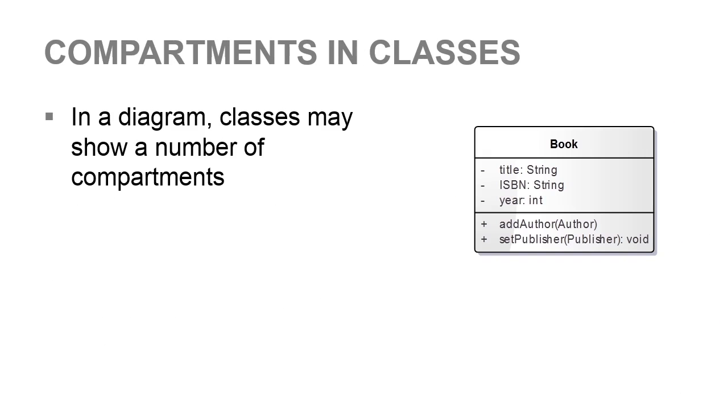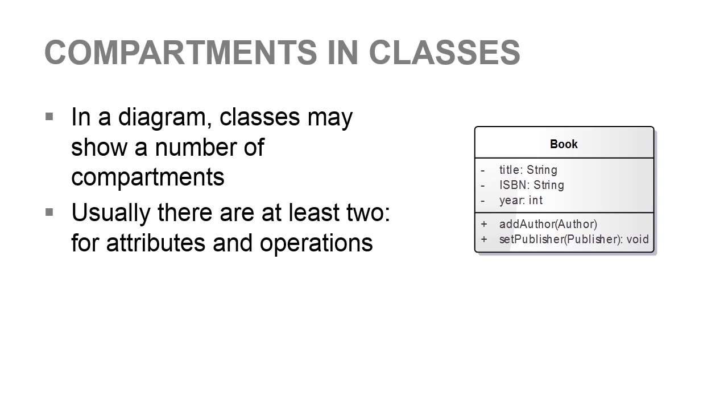In a class diagram, classes may be divided up into compartments. There are usually at least two for attributes and operations. The example here shows the attributes of the class book, which are title, ISBN, and year. The operations are add author and set publisher. For now, we'll keep it simple and leave out the compartments.